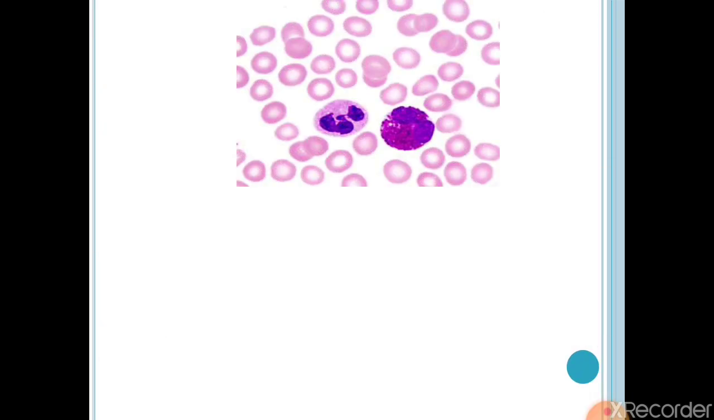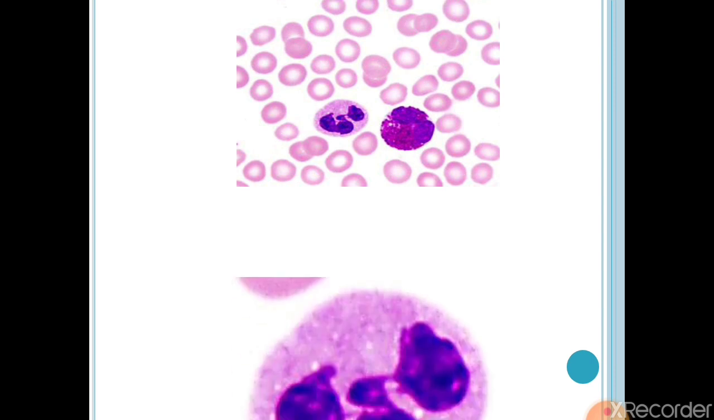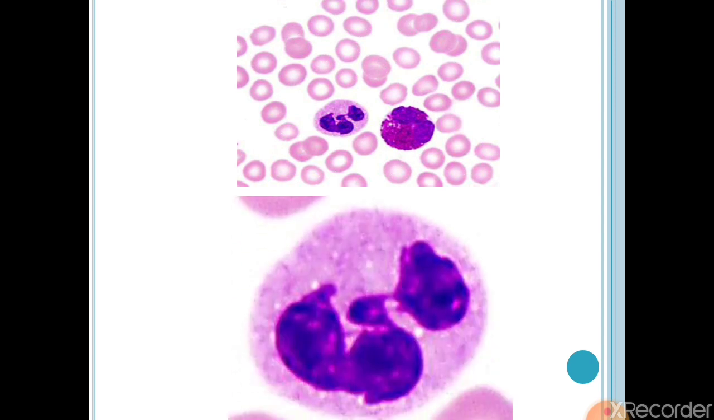This is a picture of the slide in which I am going to show neutrophils. Now you can see the multilobed nucleus is present.